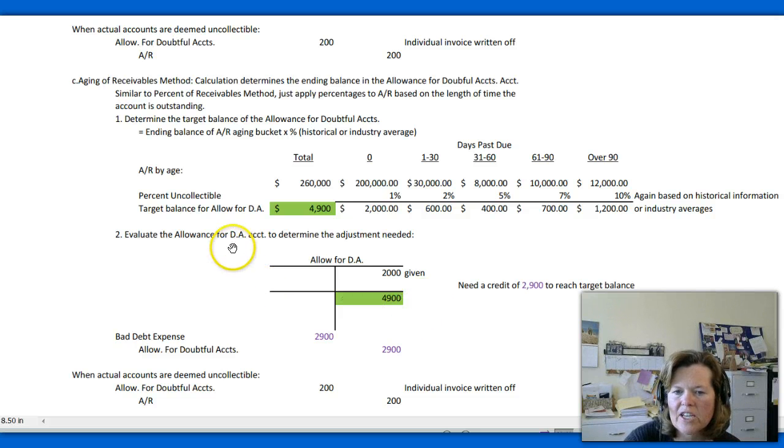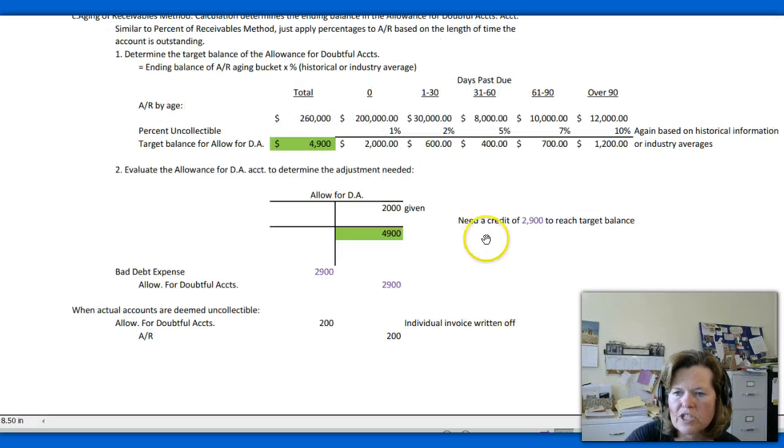So we're going to evaluate the allowance for doubtful accounts to determine the adjustment needed. Again, 2,000 is already in there. We need to get to 4,900 because that's our target balance. So we need a credit of $2,900 to reach that target balance. That's our adjustment for the estimate. Okay, so debit bad debt expense, credit the allowance for doubtful accounts by $2,900.